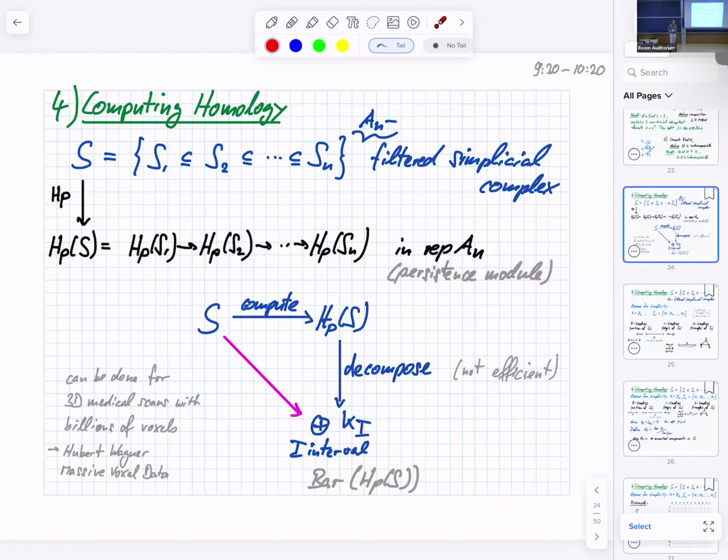And I'm a bit surprised. How can you decompose it then? I mean, if you don't know the module, how do you decompose it? So they do this one here in one step. Given the filtration, they compute the barcode directly. Somewhere in the background, they would have computed the module, but really the algorithm turns out the decomposition right away. So they compute the module and its decomposition in one step. And that can be done quite efficiently. And I want to run an example to convince you this is actually something you can do quite efficiently.